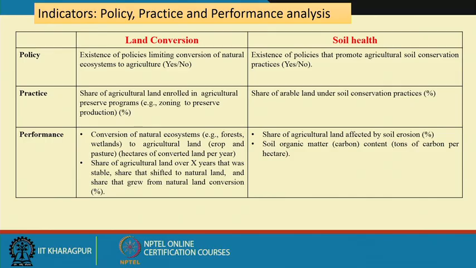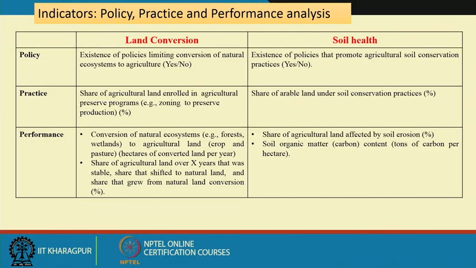Then you see the other indicator, soil health. As I was discussing, the existence of a policy that promotes agricultural soil conservation practices, yes or no. The practice means soil conservation practices. We have discussed in earlier classes contour planting, growing crops across the slopes, and minimum tillage operations, and the broad bed and furrow system of cultivation, so that soil erosion can be checked.